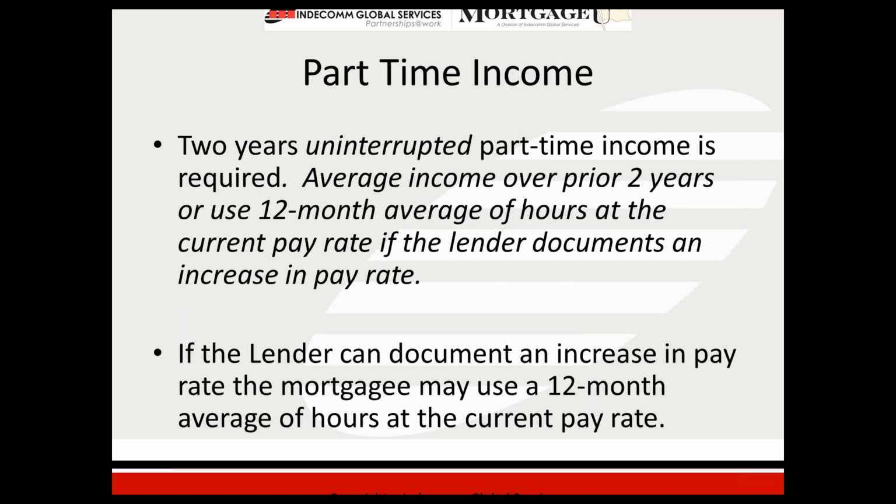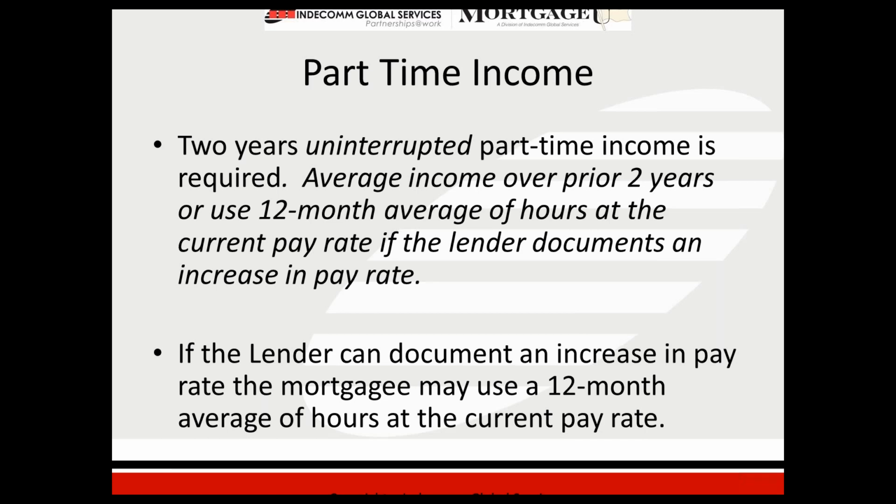Part-time income, that's over on page 5 of your job aid. You'll like this clarification now, and it even goes into detail about the math that's used if you're trying to use part-time income to qualify your borrower. If you're considering using part-time income, here are the rules. There has to be 2 years of uninterrupted part-time income required. Average the income over the prior 2 years or use a 12-month average of hours at the current pay rate if the lender documents an increase in the pay rate.